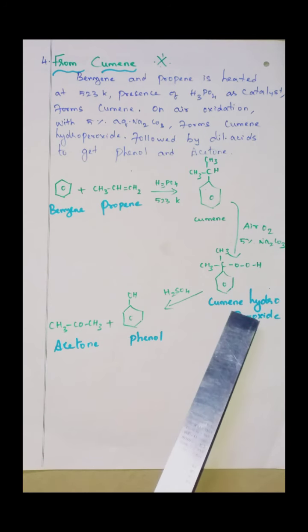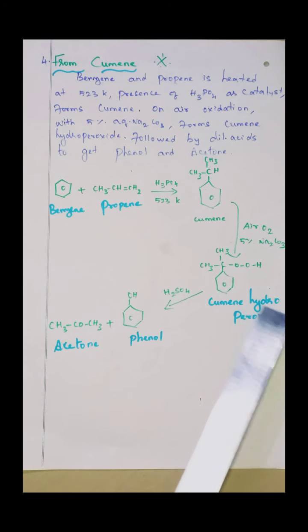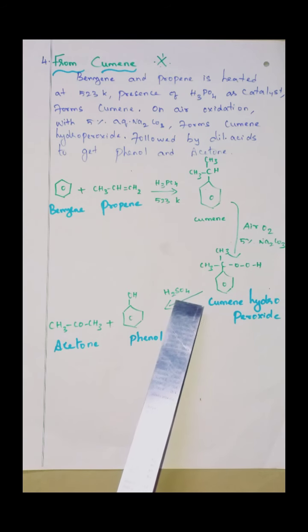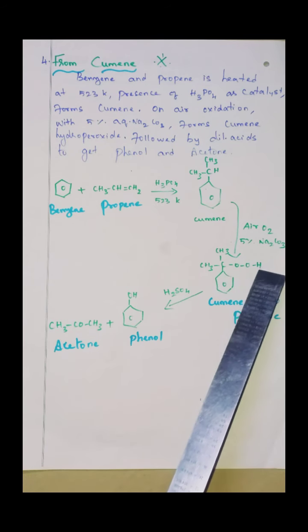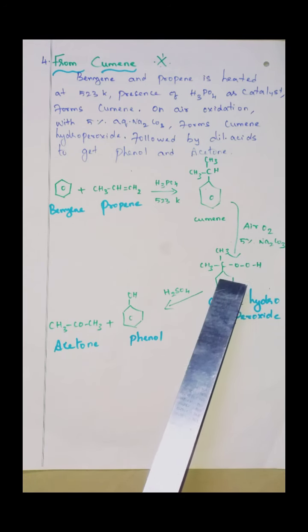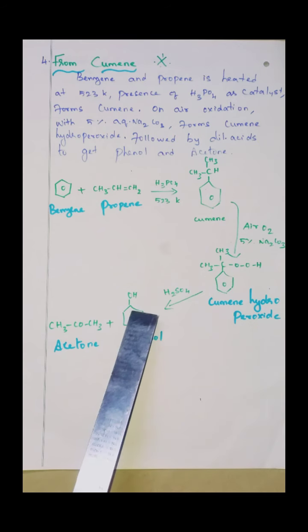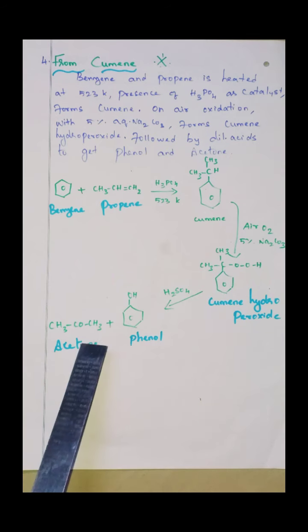So it forms a cumene hydroperoxide. Then cumene hydroperoxide, on hydrolysis with sulfuric acid, forms phenol: see this OH group alone, this OH goes and adds to the benzene ring to form phenol, and the remaining CH3, CO, CH3 comes out as acetone.